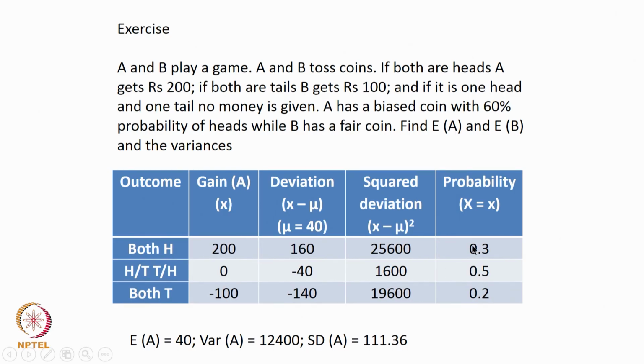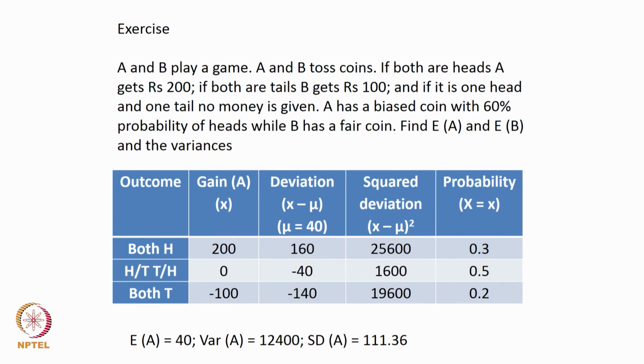One head, one tail is A tossing a head 0.6, B tossing a tail 0.5, which gives us 0.3, plus A tossing a tail 0.4, B tossing a head 0.5, multiplication is 0.2. So, 0.3 plus 0.2 is 0.5, which is shown here. HT and TH is 0.5. HT is 0.3, TH is 0.2, and the total is 0.5.